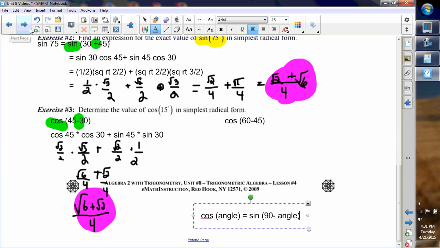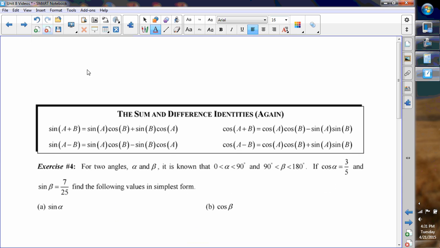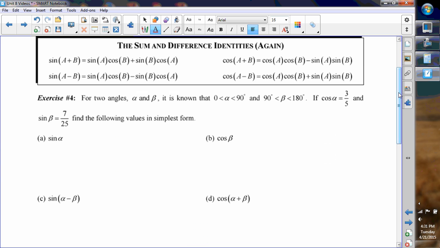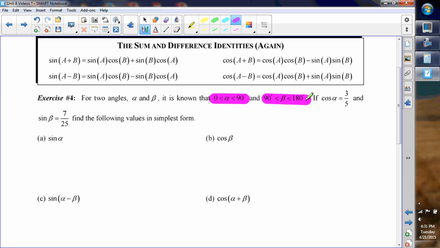Okay, so now on to the next page. Here they are written again so we can find them easily. And now they're going to give us a little bit more information. They tell us something that wasn't given on the page before. We know that this is in one quadrant and this is in the other. And now we have to find these values in simplest form, knowing less information than we knew before. So how on earth are we going to find these answers?